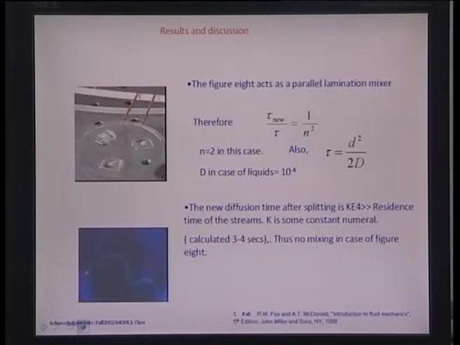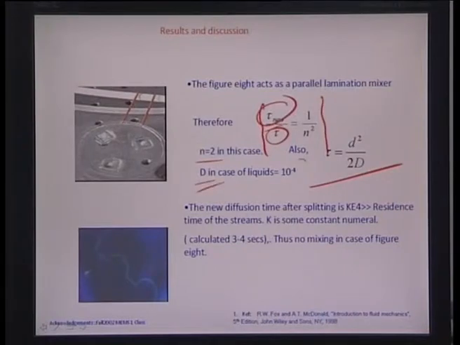The figure 8 type design basically would be something like a parallel lamination mixer, and as we all know, in the case of a parallel lamination mixer, the time tau would be actually equal to 1 by n square times of old time, right, and n is 2 in this case, and d essentially in this case is about 10 to the power of minus 4, it being a fluid. Okay.